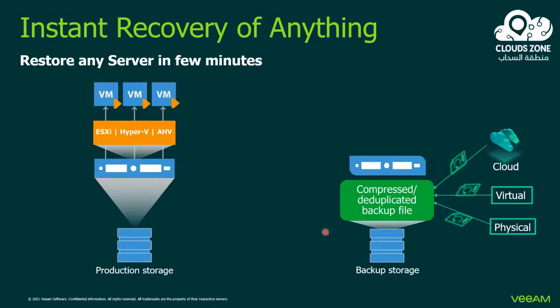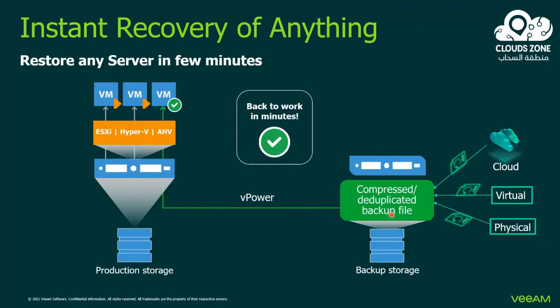Here is what instant recovery does: we convert the backup file, whether it's from a cloud machine, a virtual machine, a physical server, or even a workstation, to the hypervisor format, and then we power it on directly from the backup storage. That can be done within 2 to 3 minutes. So your virtual machine would be up and running within 2 to 3 minutes, and you can meet very short RTOs in this case.